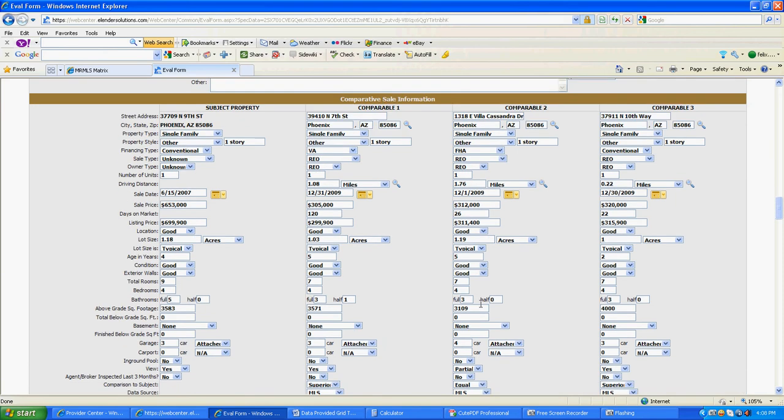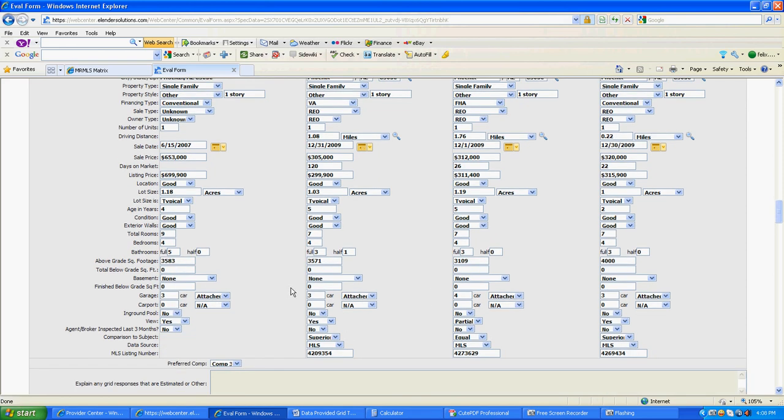Okay, and these two look like they're both inferior properties. This one is not only inferior for lot size, this one not only inferior for age, but for room count. And although it's near the same square footage, there's more bedrooms. So bedrooms are more worth it than the square footage difference. So I would be inclined to make this an inferior, make this an inferior, and make this a superior.